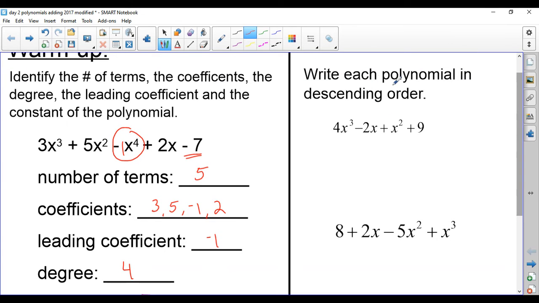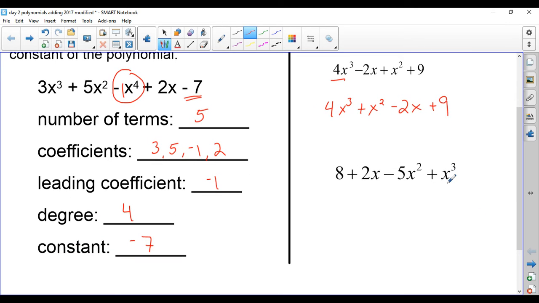When it says to write the polynomial in descending order, that means start with the term with the highest exponent and then go down in order from there. So this is x cubed. My next term should be the x squared term, then the x term, and then the constant. In the last example, the x cubed is the highest exponent. Then I find the one with the square, the x, and the constant. If any terms are missing, just leave them out. These x to the third, these would both be cubic polynomials.